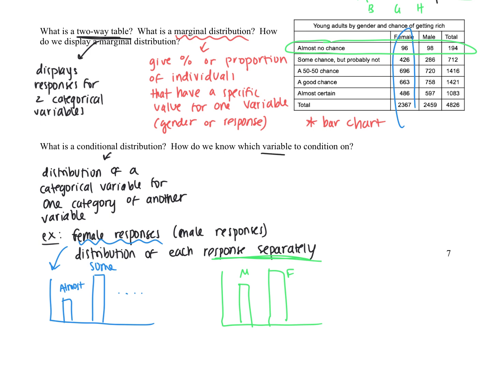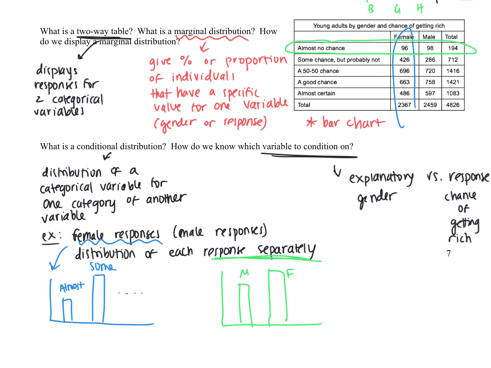How do we decide which variable to condition on? This is what you've done before. Think about explanatory versus response variables. So the explanatory variable in our case, probably what is affecting the other one, is probably gender, which might be related to the chance of getting rich. So then we would condition on gender.